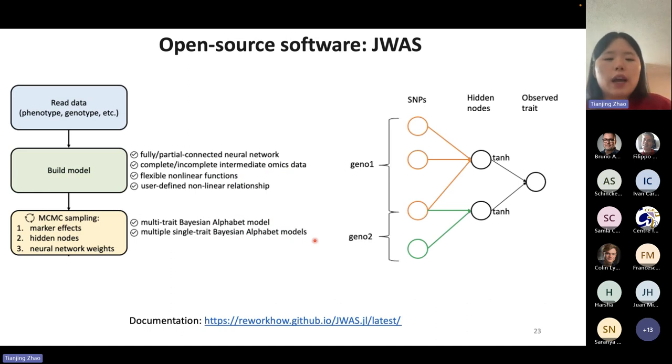And also, we have implemented NMM into our open source software called JWAS. The interface for users is quite easy. We just read the data, build the model using one line of code, then run the analysis. And in our software, we even implement the partially connected network. For example, users can assign these three SNPs to connect to the first omics, and these two SNPs can only connect to the second omics. So this kind of partially connected network, and the structure is defined by the users. Please find more details in the documentation of our software JWAS.